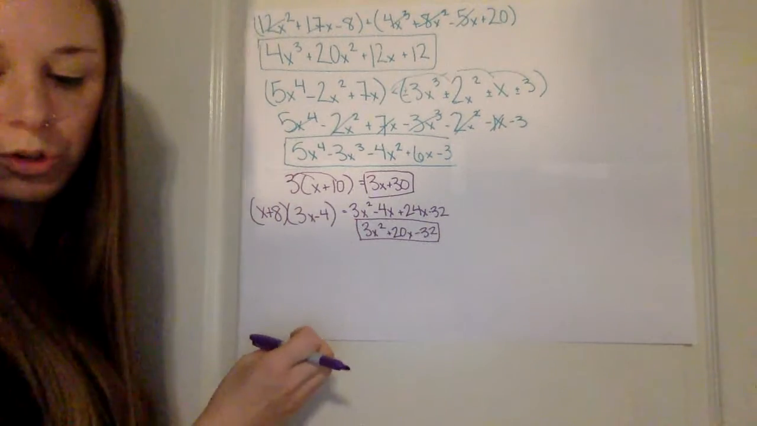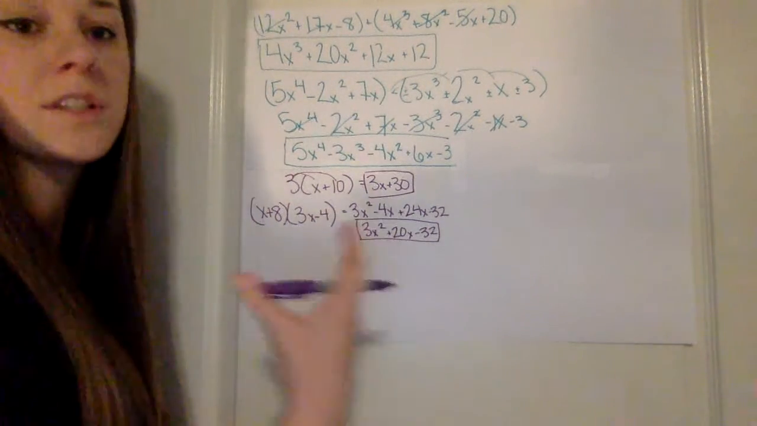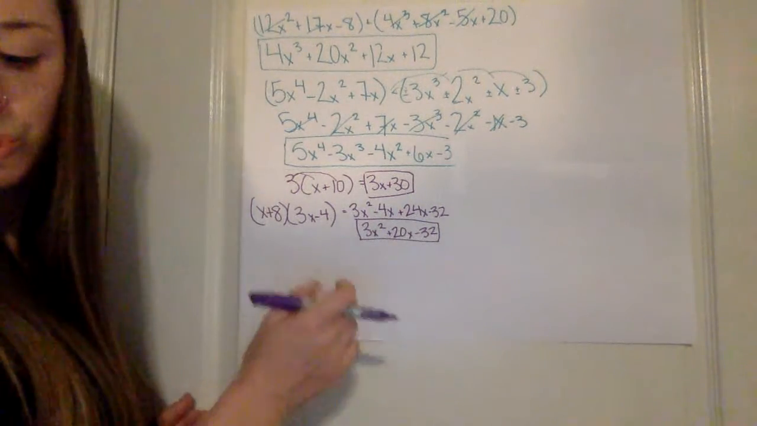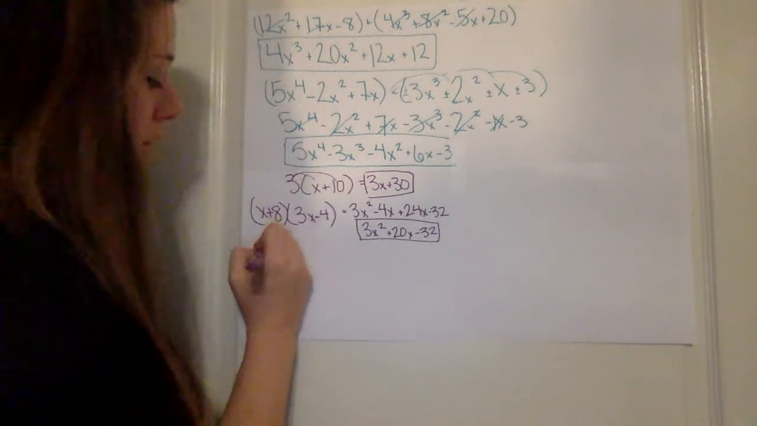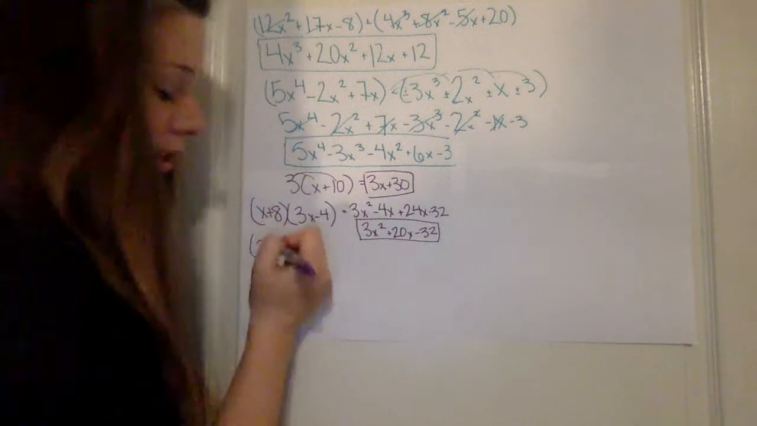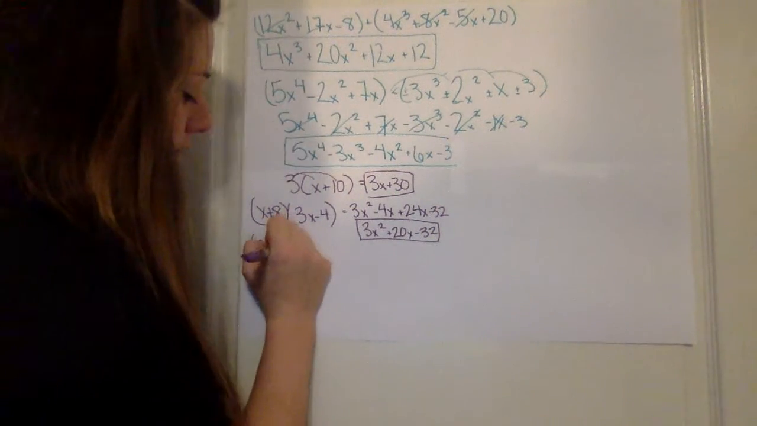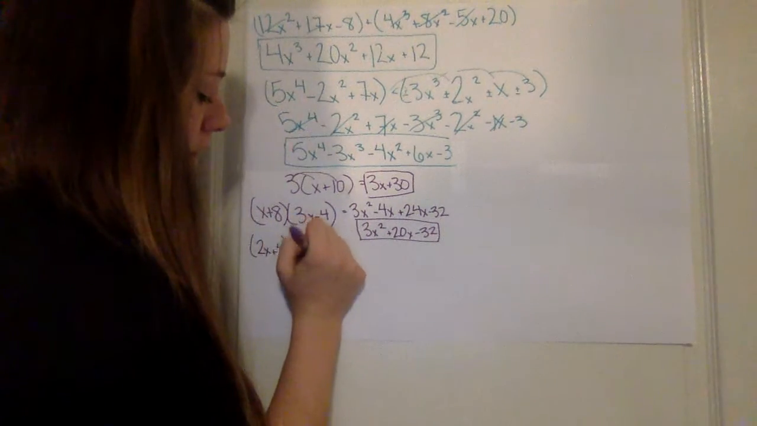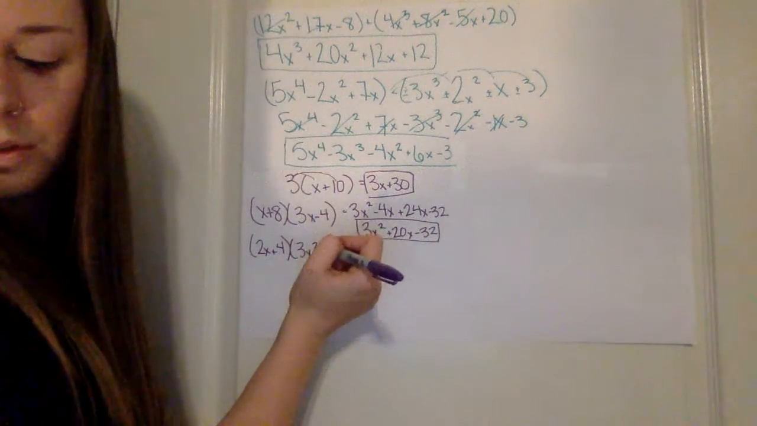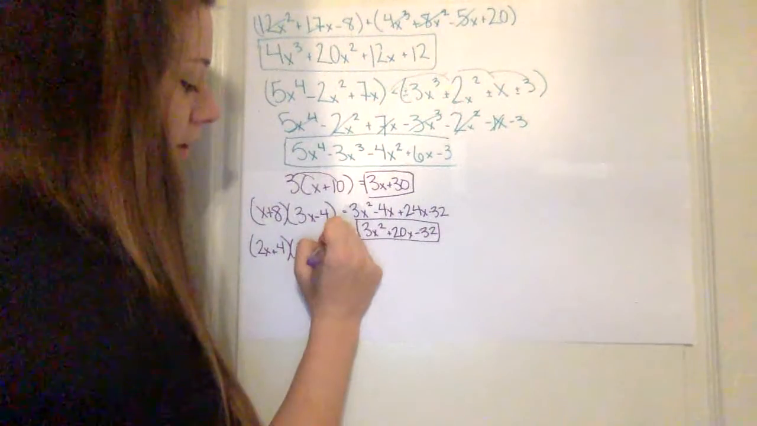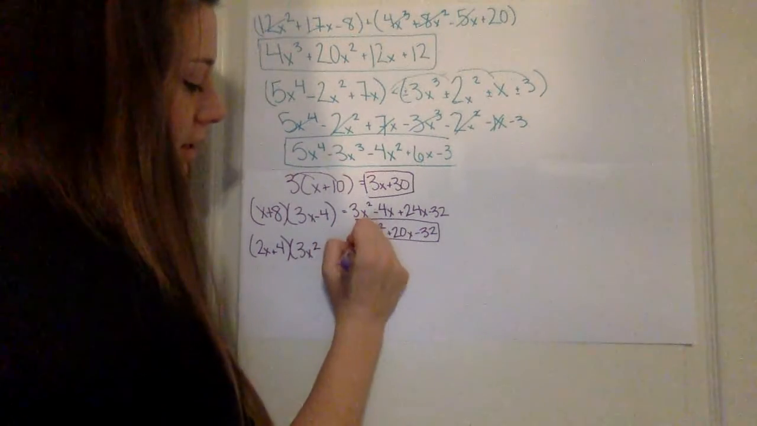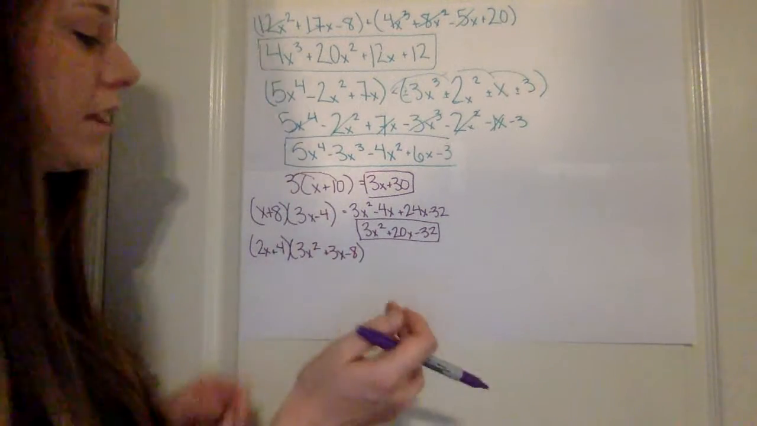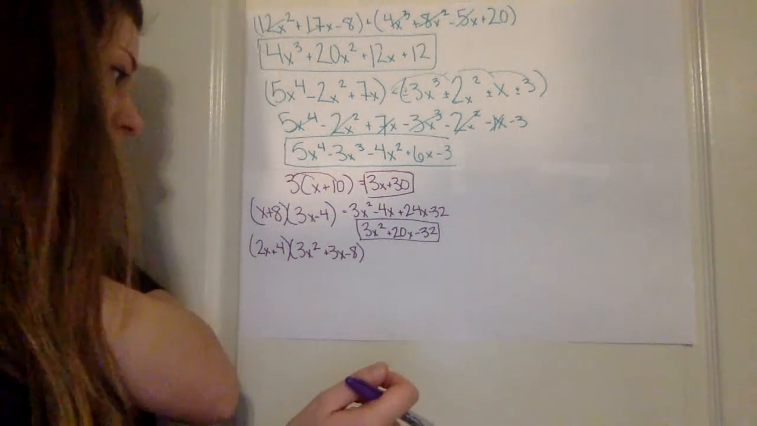And now when you're multiplying for a trinomial, it's the same thing, just with an extra number. And I will show you what I mean. So let's do 2x plus 4 times 3x squared plus 3x minus 8. I guess you could do it that same way, but that kind of gets really long and confusing.